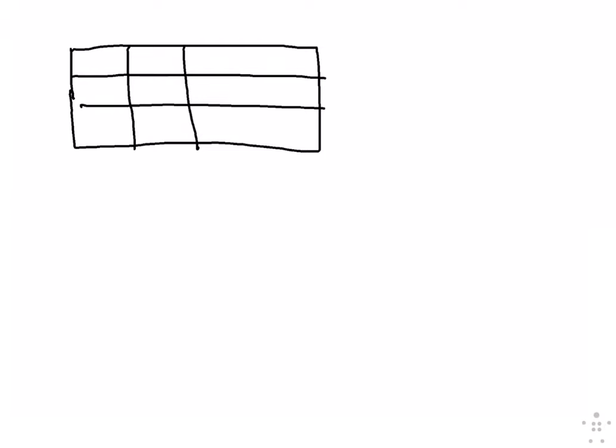Okay, for number 3, it's a mixture problem, but in this case, it's just mixing stocks, right? Stock A and stock B. So let's draw our grid. We have the same thing. We have an amount times a percentage equals a total.